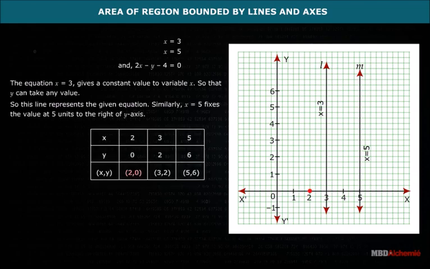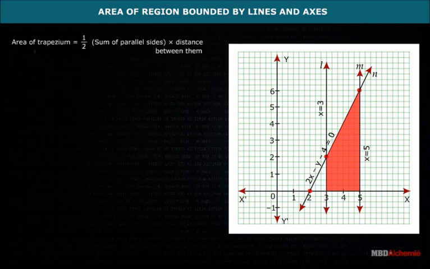Now, these are some points satisfying the third equation. So we plot these on the graph and draw a line passing through them. Therefore, this is our required bounded region. Clearly, this is a trapezium. We know that area of trapezium is half of the sum of parallel sides times distance between them. That is, half of (BC plus AD) times CD.